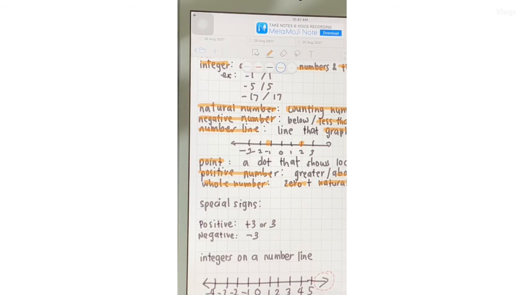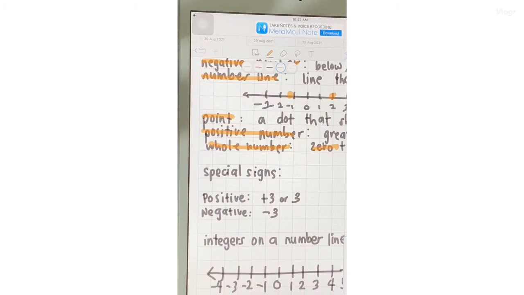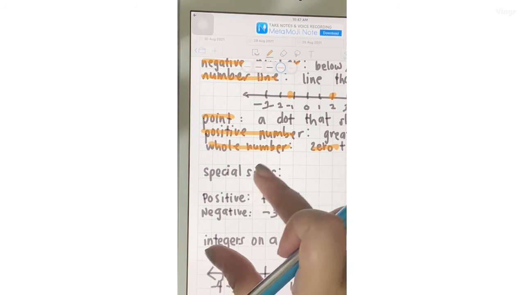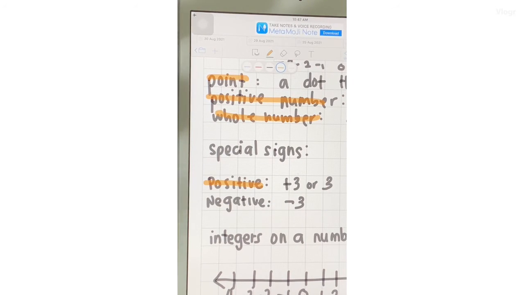Next, we have some special signs here that you might need to know. A positive number, or a number that is greater than 0, you can represent by putting a plus sign, which shows +3, or you can simply write it as just 3. If you just write a number without any sign, people would assume that it is a positive number. As for the negative number, you have no choice. You must always include the negative sign, or else people might think that you are referring to a positive number.